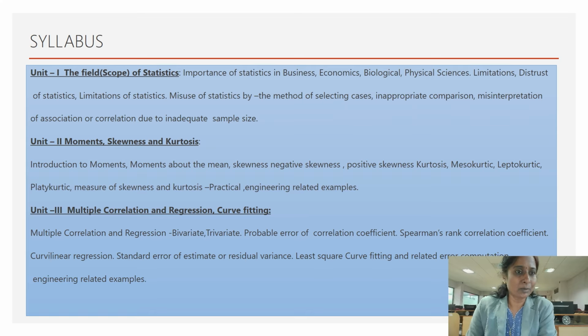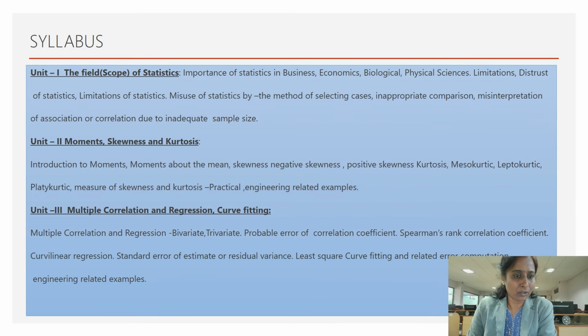The first unit is about the field of statistics, in which we will be studying the importance of statistics in business, economics, biological and physical sciences, limitations of statistics, inappropriate comparisons, and misinterpretation of association or correlation due to inadequate sample size.